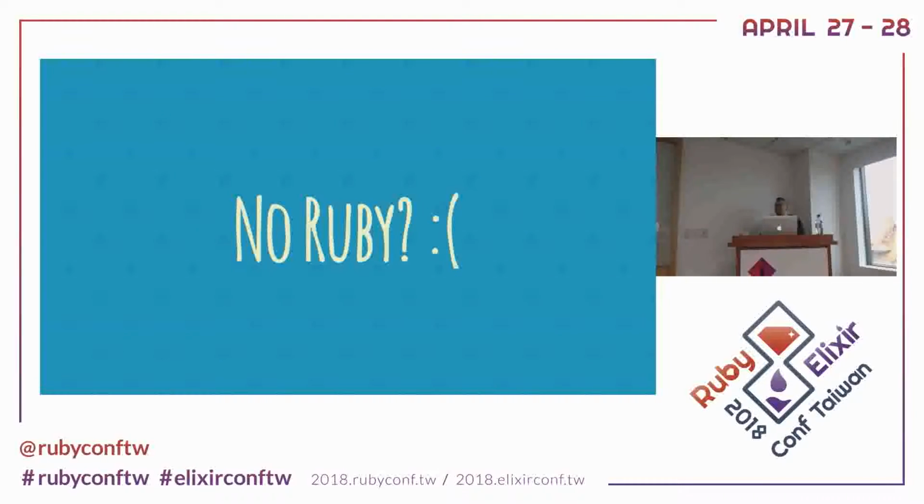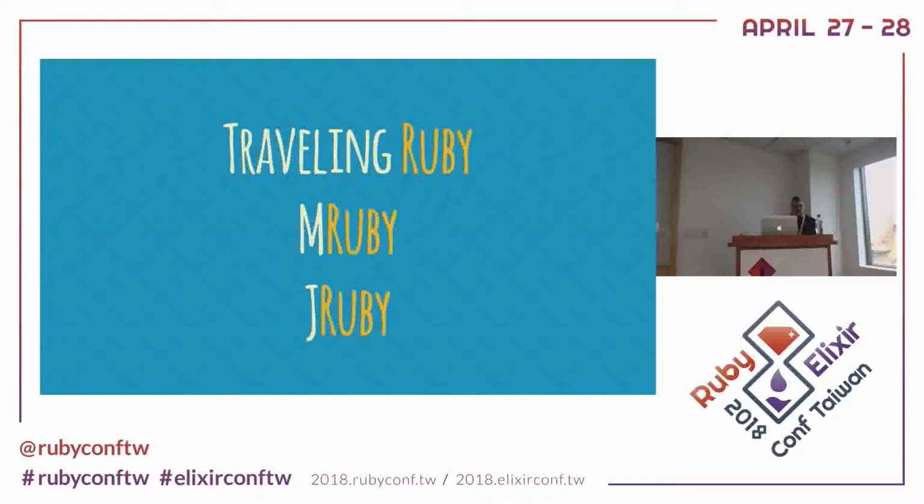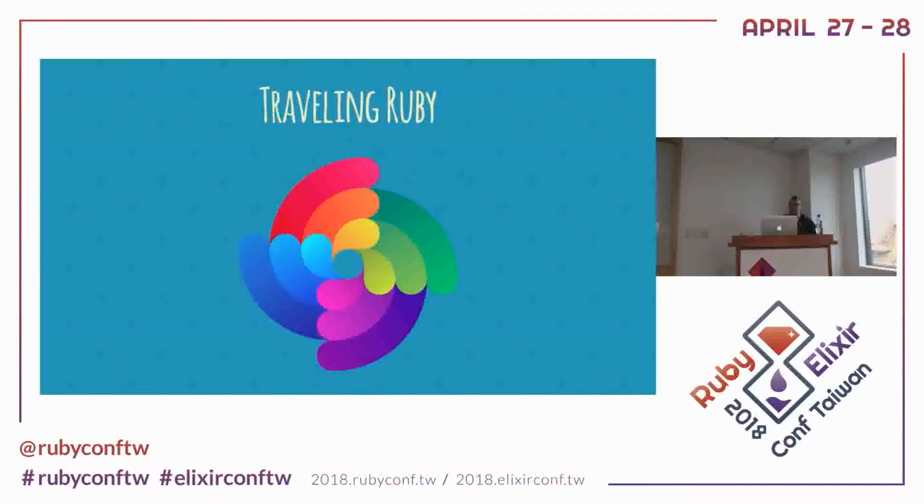So no Ruby, but I wanted to stick to Ruby and try it out on Lambda. Although there isn't any official support for Ruby, you can run programming languages like JavaScript, Python, or Java and invoke shell commands. And since you can basically invoke shell commands, there are multiple flavors of Ruby, which you can package up and run on AWS Lambda. So the three I'm going to talk about today are Traveling Ruby, mRuby, and JRuby. So let's introduce each of them.